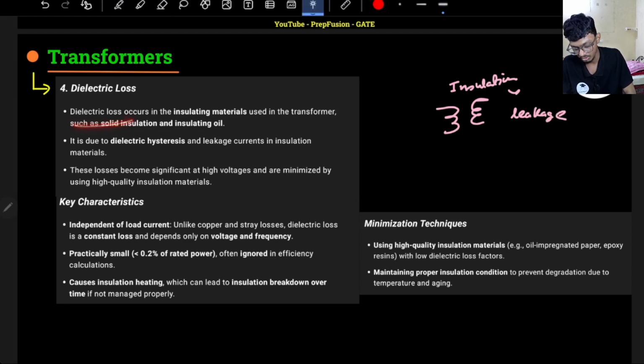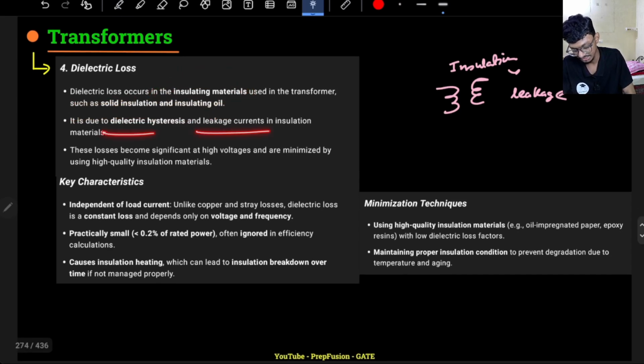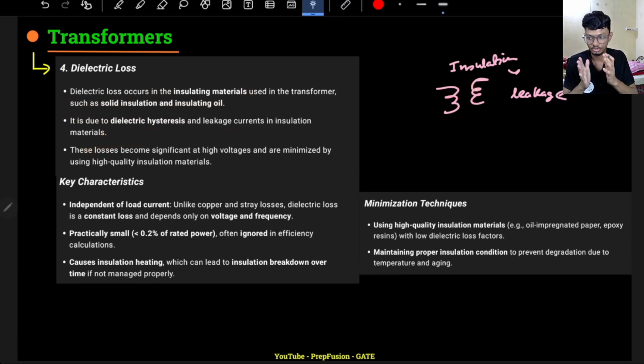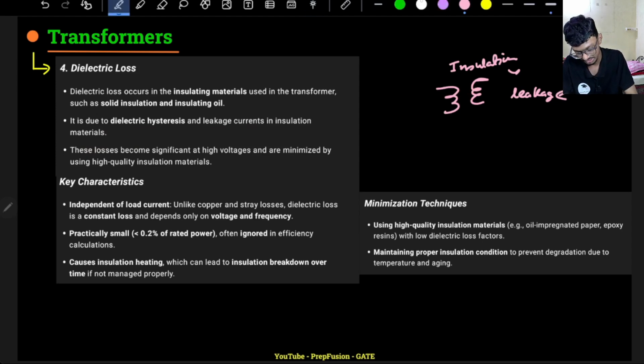So dielectric loss occurs in the insulating materials used in transformers, such as solid insulation and insulating oil. It is due to dielectric hysteresis and leakage currents in the insulating material. As I mentioned, there will be some leakage current through the insulation. Although you have provided the insulation, there will still be some leakage current. There will be some capacitance, and through that capacitance some current will flow.